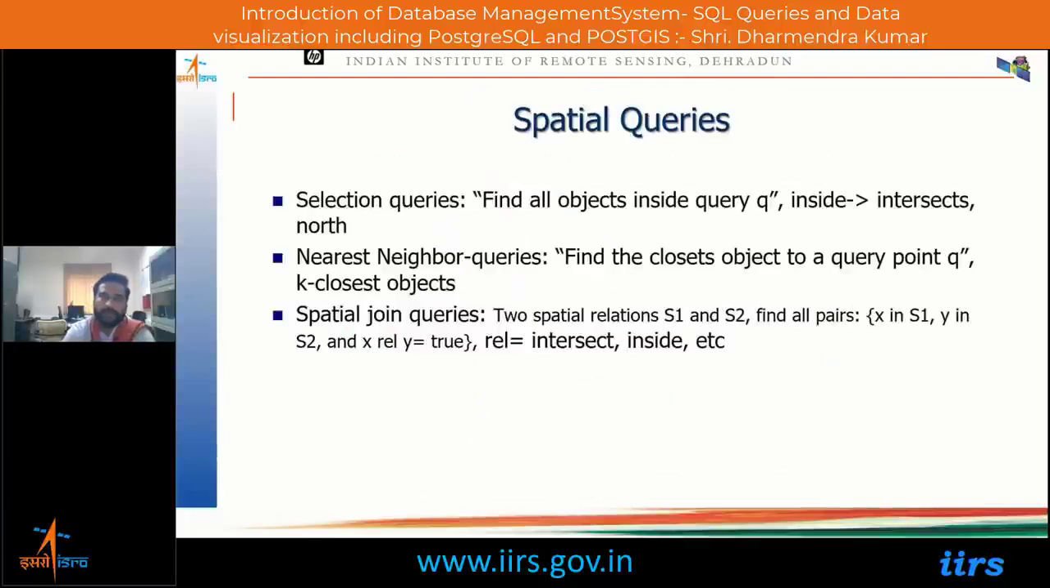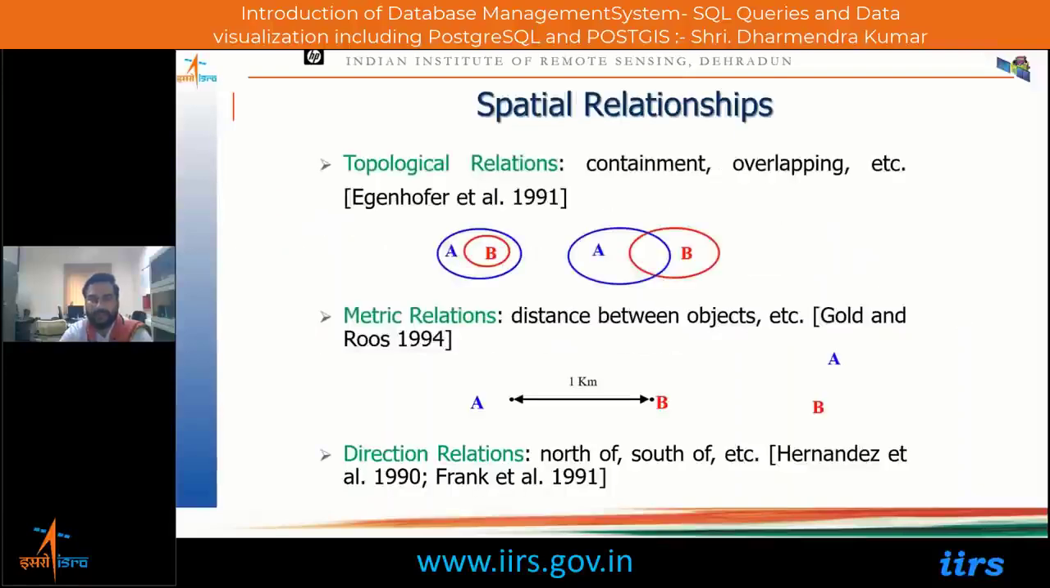Now, how do we write queries for spatial data? We can write a select query, for example, find all objects inside the query window. So inside, intersect, north. Nearest neighbor queries find the closest objects to a query point Q, the K closest objects. Spatial join query: given two spatial relations S1 and S2, find all pairs. So the relation is intersect or inside, and these can be identified as I showed in the last diagram.